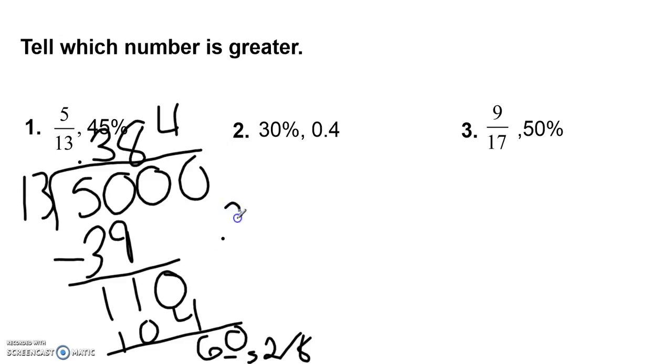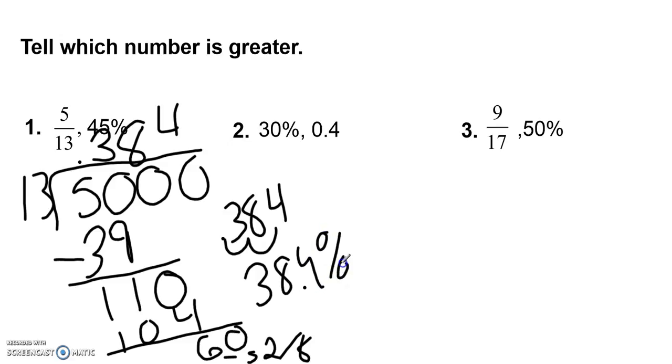So I have 0.384, and then I'm going to move the decimal place over twice, so I have 38.4%. So you tell me, is 45% greater than 38.4%? Pause. Yes, it is. So 45% is greater than 5/13, and that's what you want to write for that one.